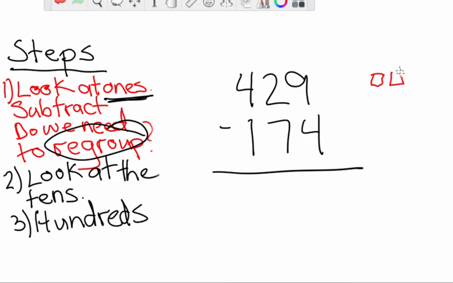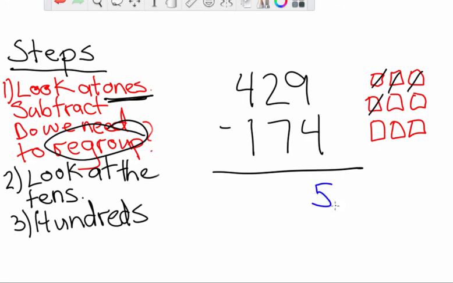So here I've got some ones, 1, 2, 3, 4, 5, 6, 7, 8, 9. You can go ahead and pause the video if you want to do this drawing yourself. All right, so now you've got 9, and it's 9 minus 4. Okay, so let's take 4 away and see what happens. 1, 2, 3, 4. And I'm left with 1, 2, 3, 4, 5. So I didn't need to regroup, and I know that my answer is 5. So I've got a 5 in the ones place. Great, I'm done, right? No, definitely not.